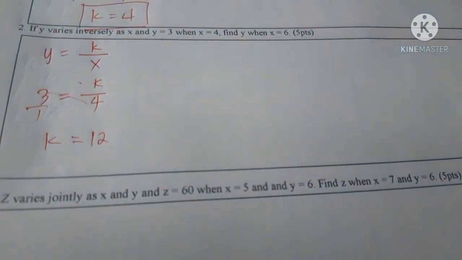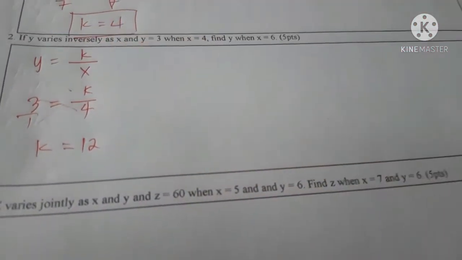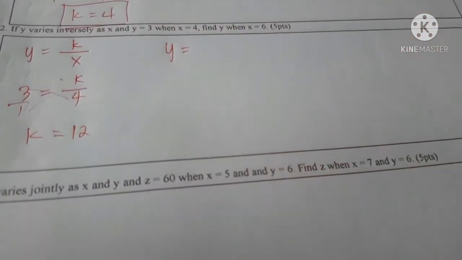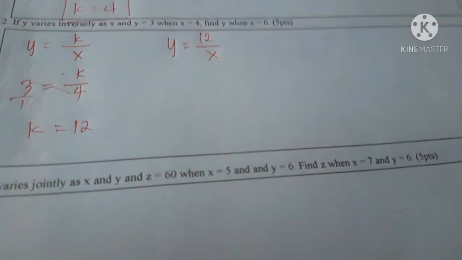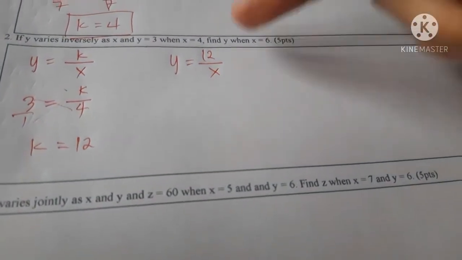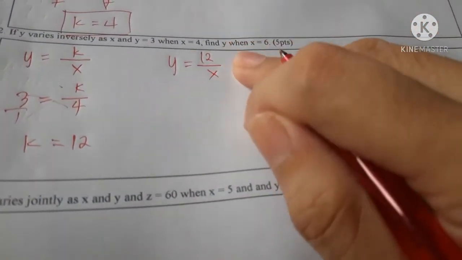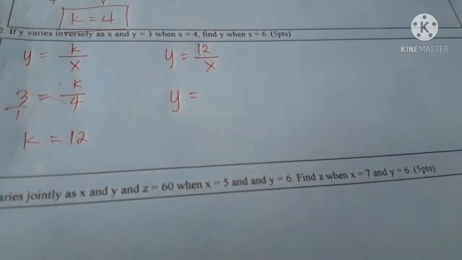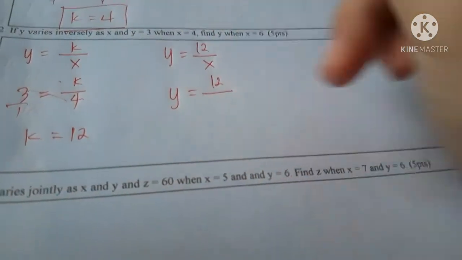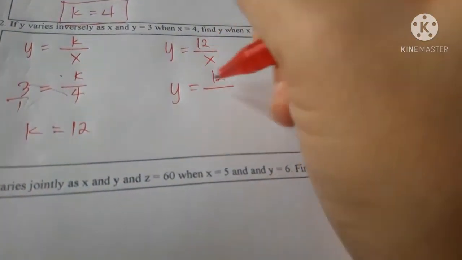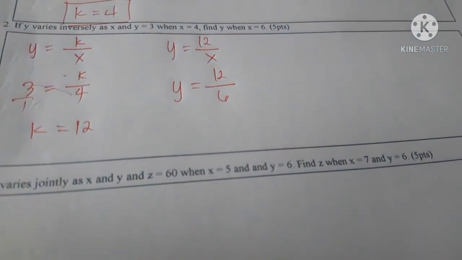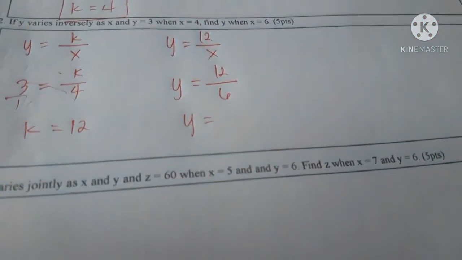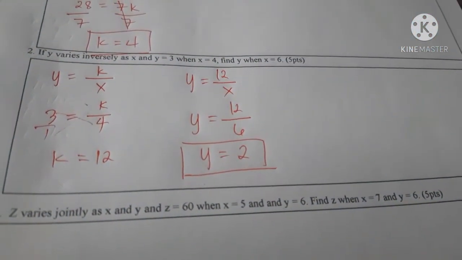12. Nakuha ta na si k, substitute mo di si k sa imong equation, y is equal to k ta is 12 over x. Then, amo na pag-substitute sang ikaduwa. Find y when x is equal to 6. Pangitaon ta si y. Y is equal to copy 12 over, ano na ang second nga x? 6. So, what is 12 divided by 6? Y is equal to, okay, 2. So, our y is equal to 2.